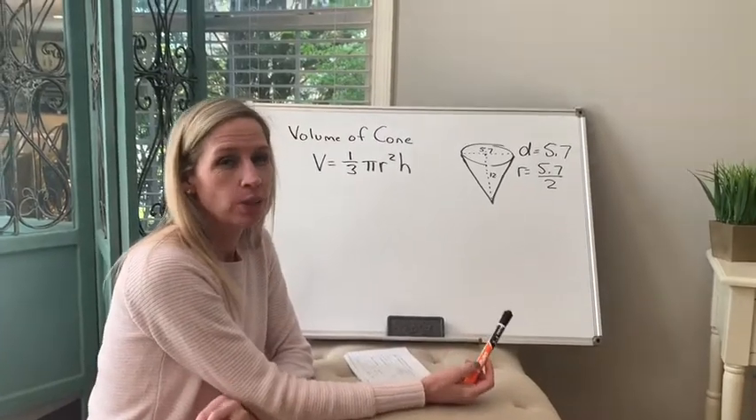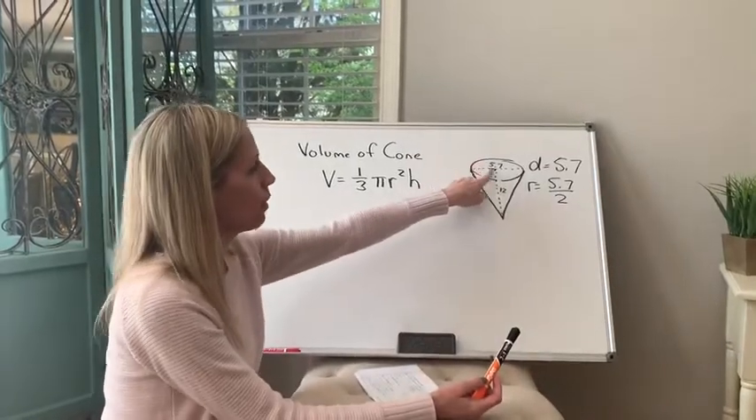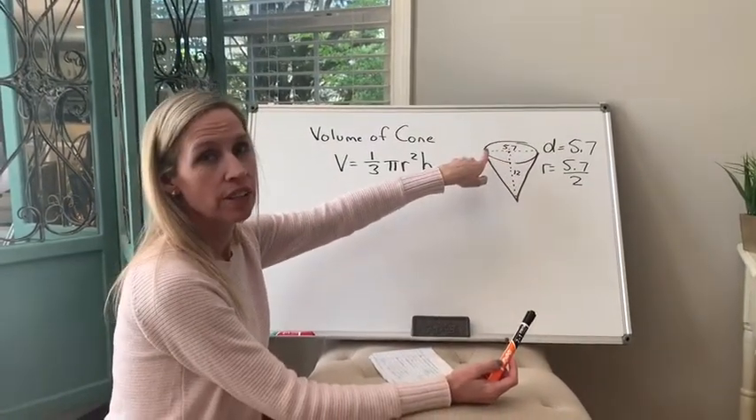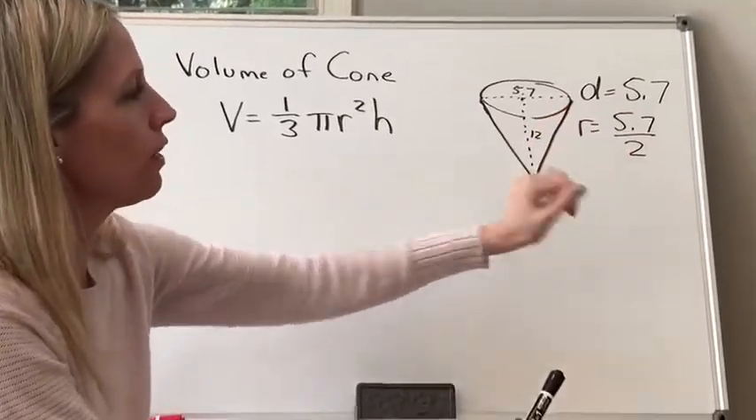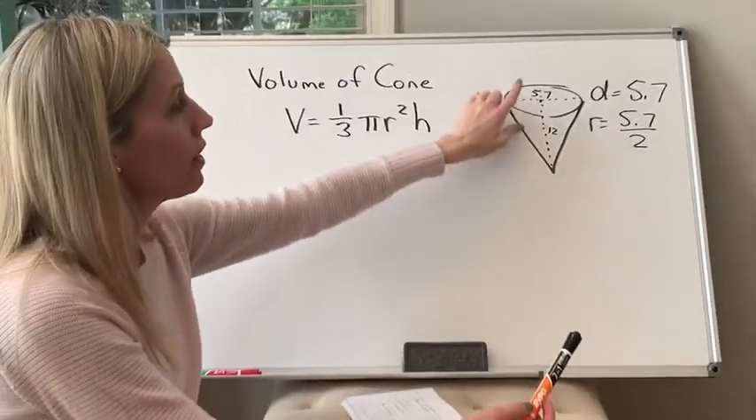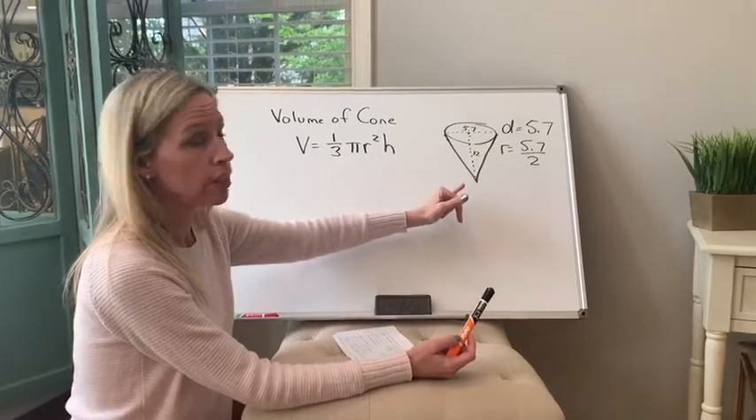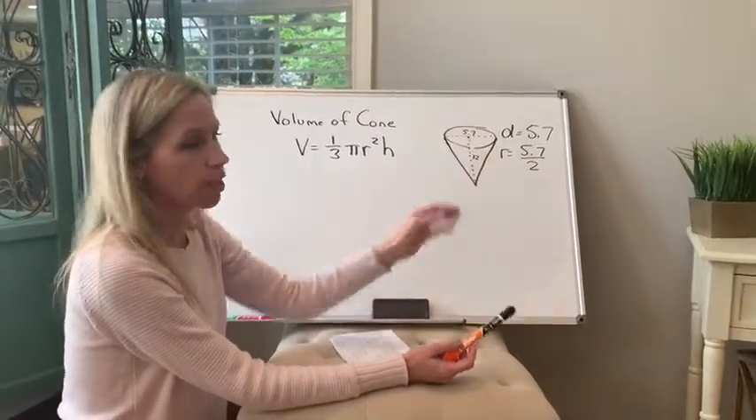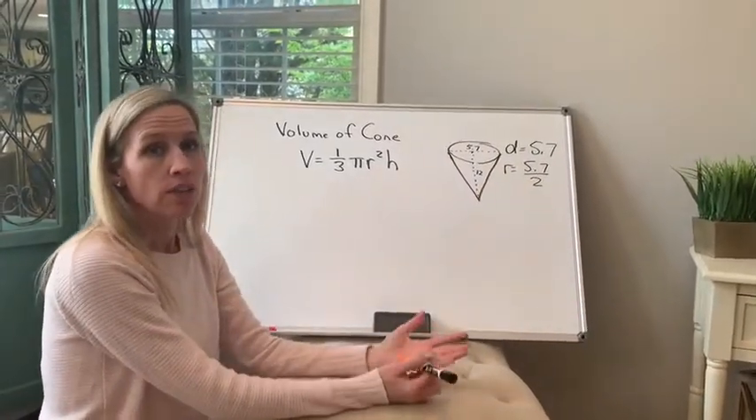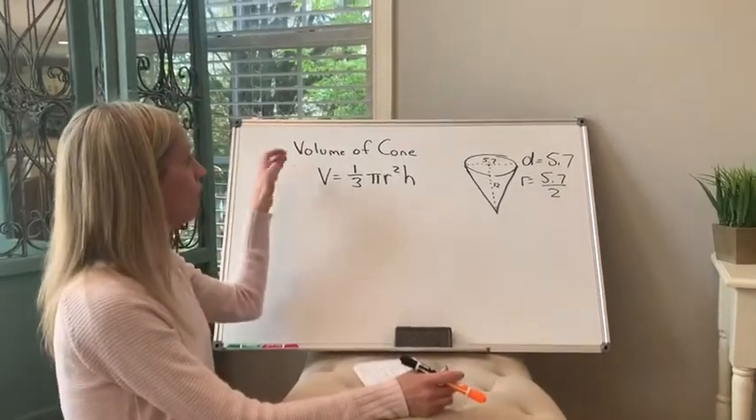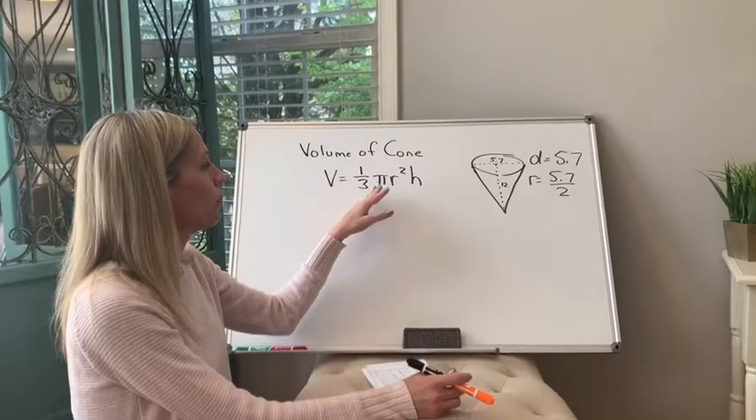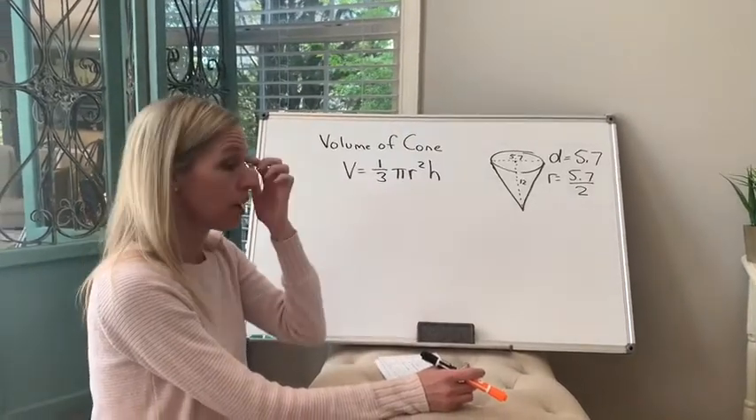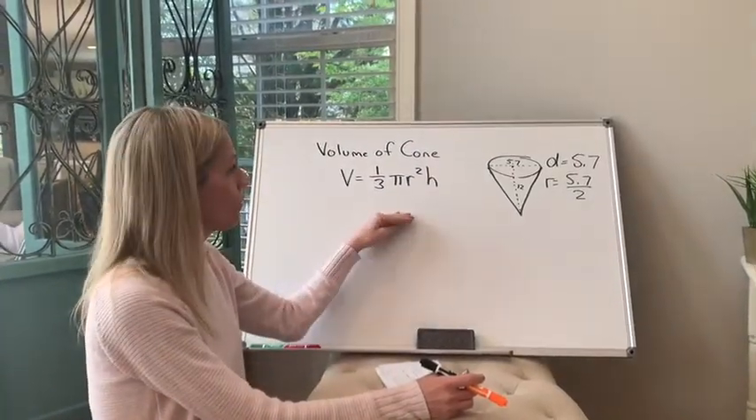So we have a cone. It has a diameter of 5.7 inches. In order to find the radius, we need to take 5.7 and divide by 2. Then it says the length of the cone is 12 inches, so that is essentially going to be its height. The first concept here is the volume of a cone. The formula for that is 1/3 times pi r squared times h.